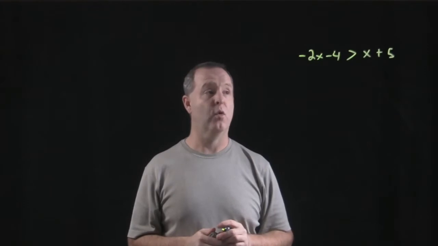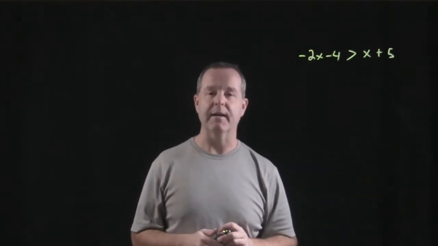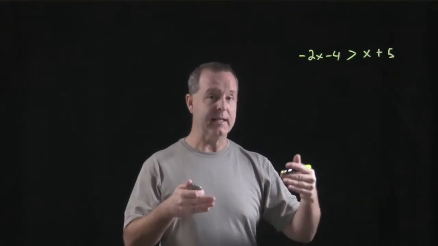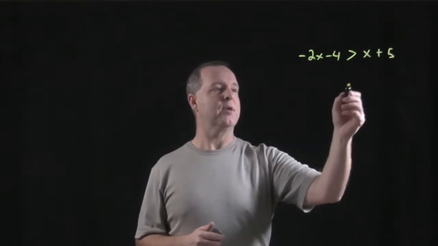Negative 2x minus 4 is greater than x plus 5. What are the values of x that make this linear inequality true? Just like a linear equality, we can solve it for x. Let's subtract x from both sides.